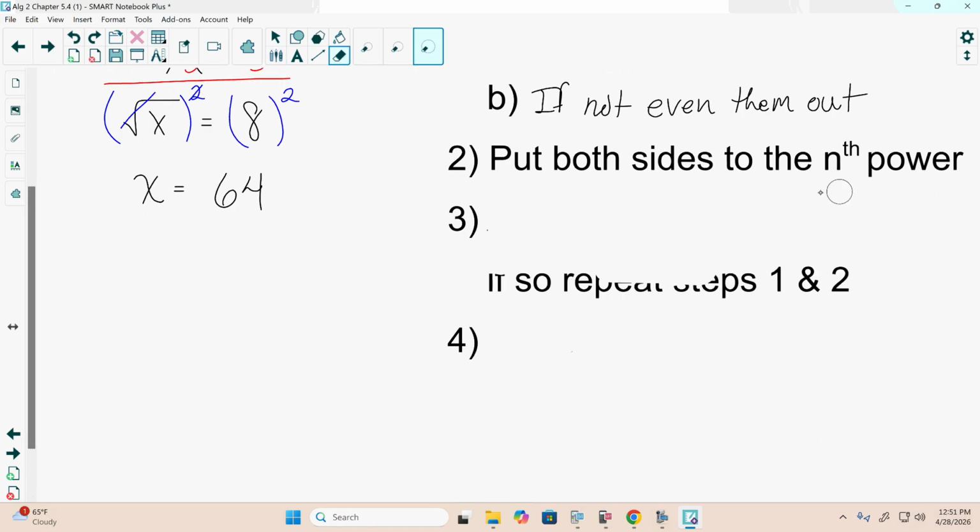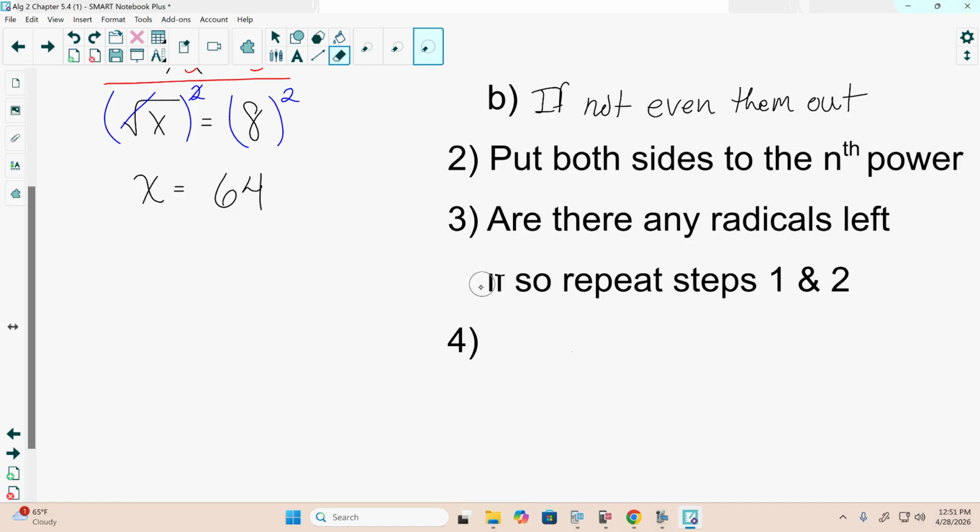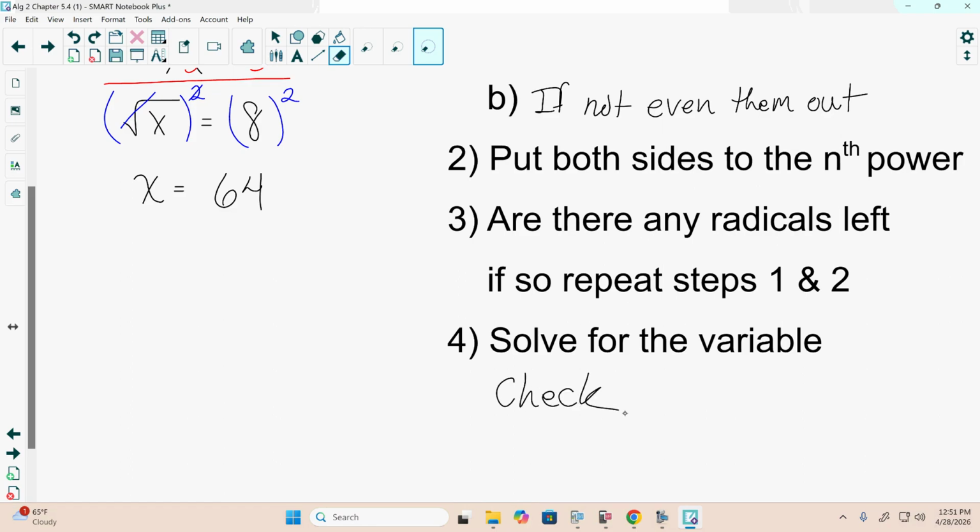Third step. Once we finish squaring, simplifying stuff, we need to see, are there any radicals left? If so, repeat steps 1 and 2. We're going to go back through and keep doing steps 1 and 2 until we have no radicals left. But as I look at this here, there are no radicals left, so we can go on to step 4. And step 4 says solve for the variable. And really, we also need to check. Solve and check.